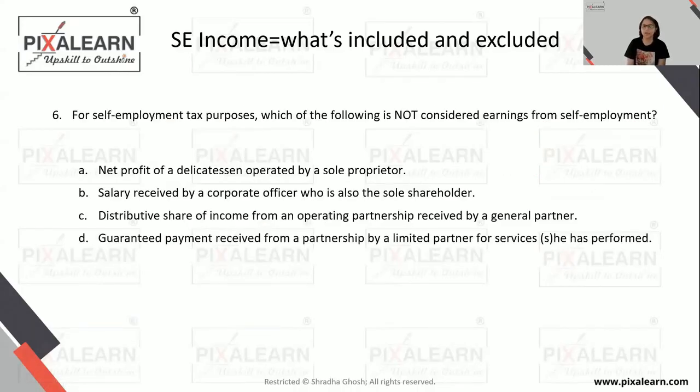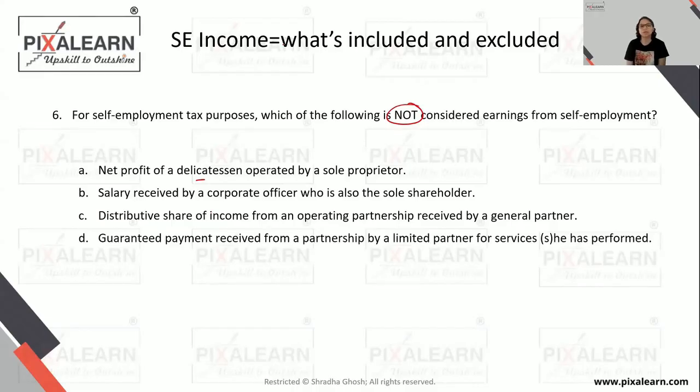It's an easy question, and I hope to get an answer from you guys on this. For self-employment tax purposes, which of the following is not considered earnings from self-employment? Net profit of a business operated by a sole proprietor. Now, this is something like an eatery with exclusive goods for eating. So it's a kind of business. Net profit from a business operated by a sole proprietor.